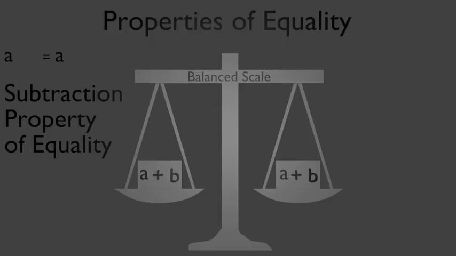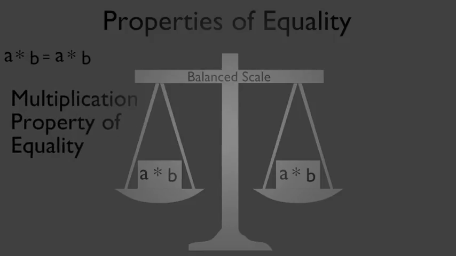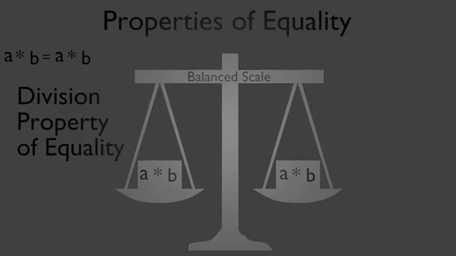The same is true for the subtraction property of equality. If we take an equation like A equals A and subtract B from both sides of the equation, then the equation is still balanced. We still have the same equation. We also have the multiplication property of equality, where we multiply both sides of the equation by the same number, and the division property of equality, where we divide both sides of the equation by the same number.